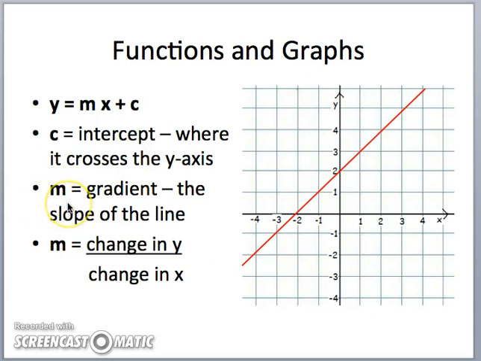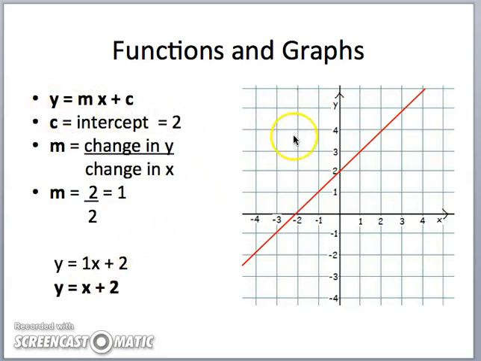The gradient or slope of the line is given by how much the line changes in the y direction divided by how much it changes in the x direction. Sometimes the change in the y direction is the rise, and in the x direction it's the run, and we say the gradient is the rise divided by the run, or the change in y divided by the change in x. We'll show you an example of that in a minute.